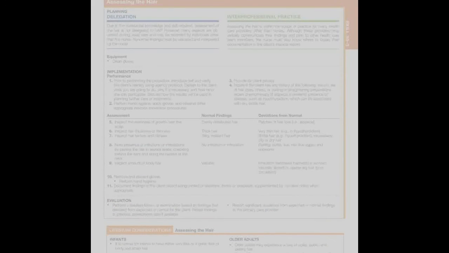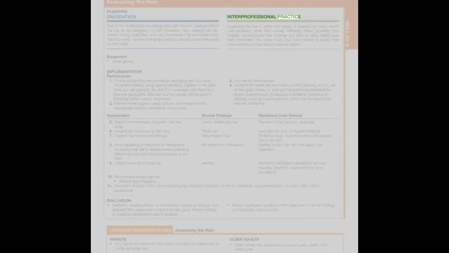Assessing the hair. Skill 30-3. Planning delegation. Due to the substantial knowledge and skill required, assessment of the hair is not delegated to UAP. However, many aspects are observed during usual care, and may be recorded by individuals other than the nurse. Abnormal findings must be validated and interpreted by the nurse.